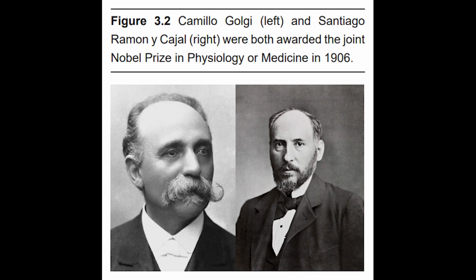Both Golgi and Cajal were awarded the shared Nobel Prize in Physiology or Medicine in 1906 for their accomplishments in helping to understand the structure of the nervous system. Even though Cajal's neuron doctrine was adopted widely by scientists, the elucidation of this organization would not have been made possible without Golgi's development of the silver stain.